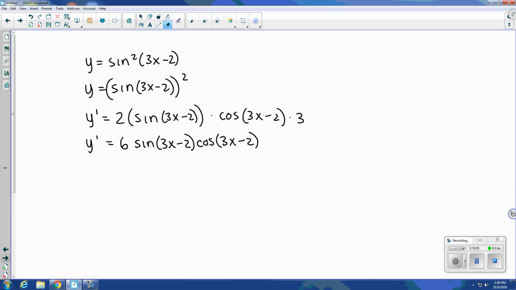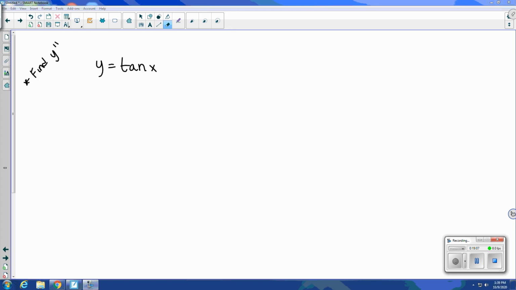And there's your answer. Next, we got to find the second derivative of this problem. So first derivative, just knowing your tangent derivative, which is secant squared x. So now we got to find the second derivative. Trig function with an exponent, reformat.